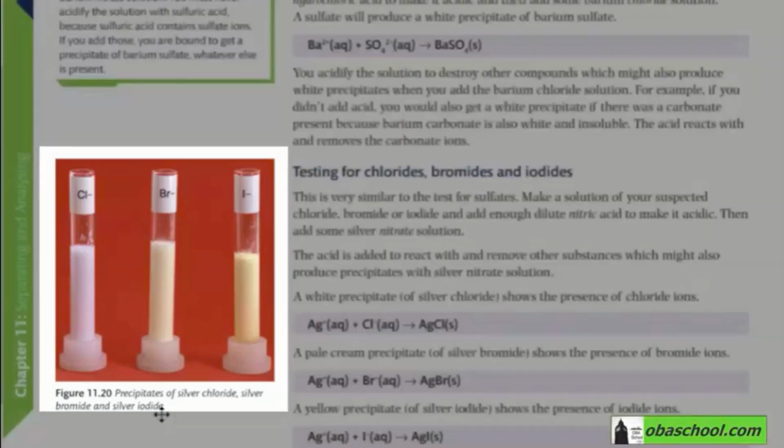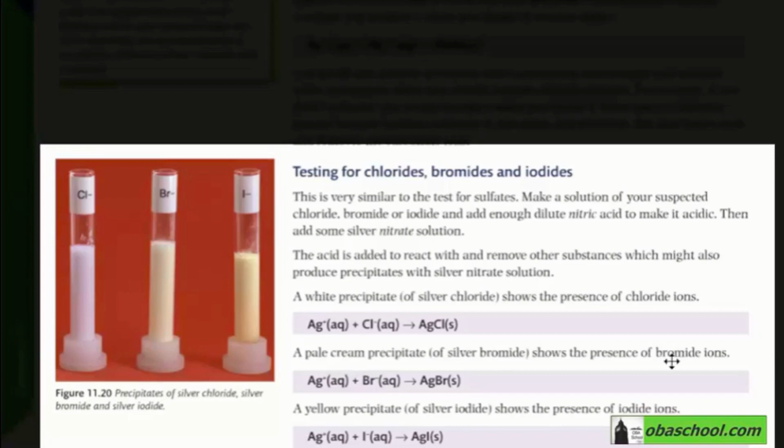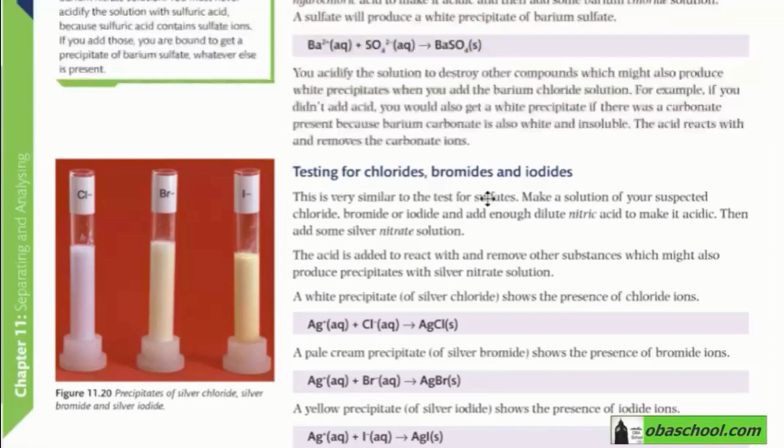For example, a white precipitate of silver chloride shows the presence of chloride ions. So a white precipitate indicates the presence of chloride ions. A pale cream precipitate shows bromide ions, and a yellow precipitate shows iodide ions. Now let's see together how to obtain the precipitates and how to differentiate between them.